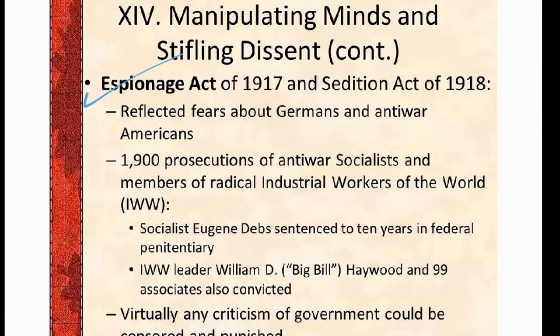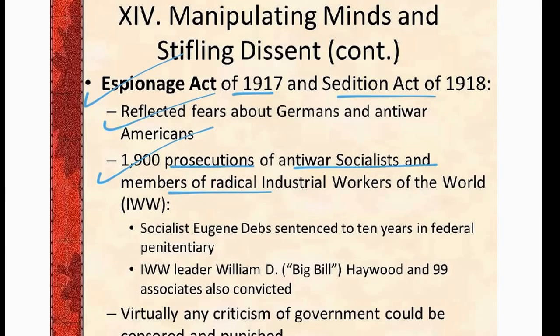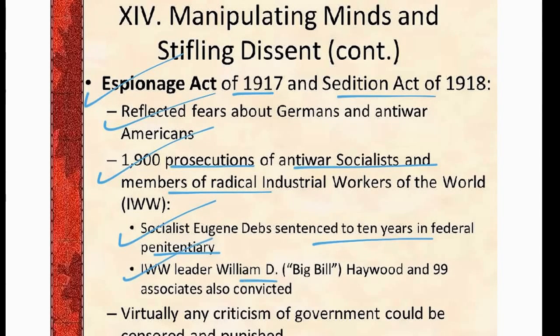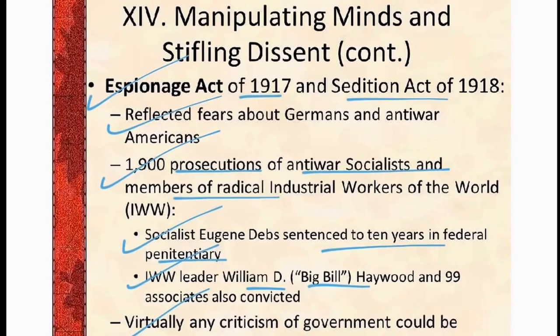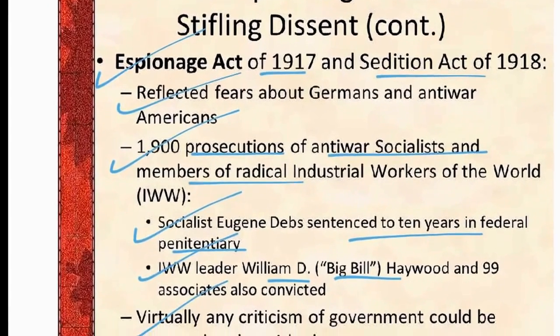The Espionage Act of 1917 and the Sedition Act of 1918 reflected fears about Germans and anti-war Americans. There were 1,900 prosecutions of anti-war socialists and members of the radical Industrial Workers of the World. Socialist Eugene Debs was sentenced to 10 years in the federal penitentiary as a result, and the IWW leader William D. "Big Bill" Haywood and 99 of his associates were also convicted. Virtually any criticism of the government could be censored or punished.